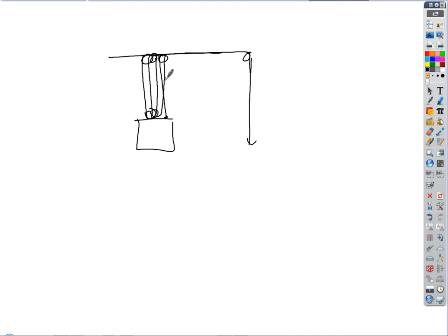We count the number of lines that support the load, right? Would you agree this is the input line? That's where I'm applying my force, right? But that force is transmitted through all 1, 2, 3, 4, 5 of those lines that connect the ceiling to the block, right? And therefore I get 5 times the force. Isn't that genius?